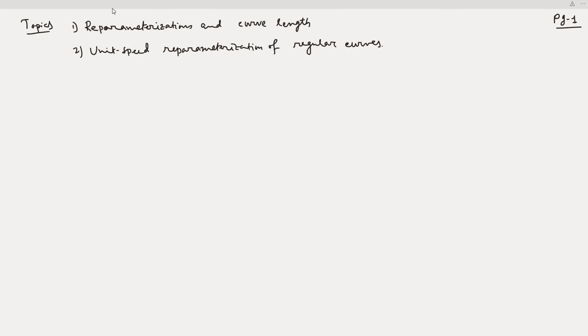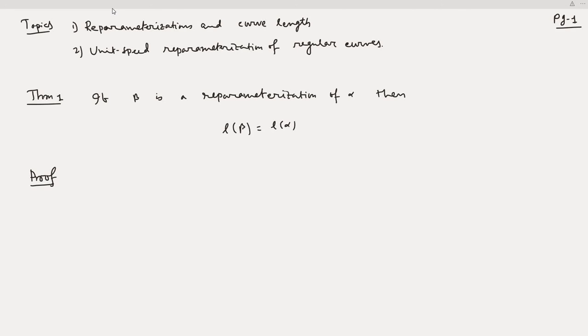Okay, let us state Theorem 1. It says that if beta is a reparameterization of alpha, then length of beta equals length of alpha. So this is the statement. So we prove this theorem. Proof. So basically the proof is very simple.